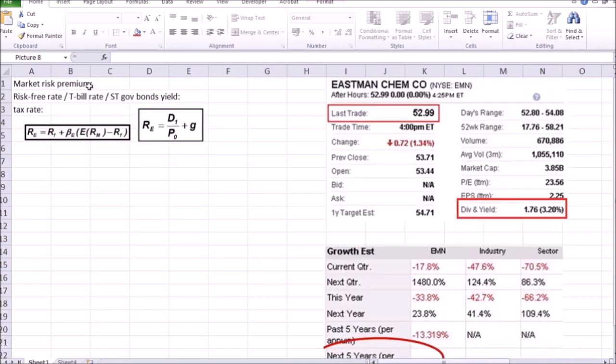Let's also say the market risk premium right now is, let's say, 7%. Let's say the risk-free rate of return is, let's say, 2.5%. And the tax rate applicable to this company is, let's say, 35%.